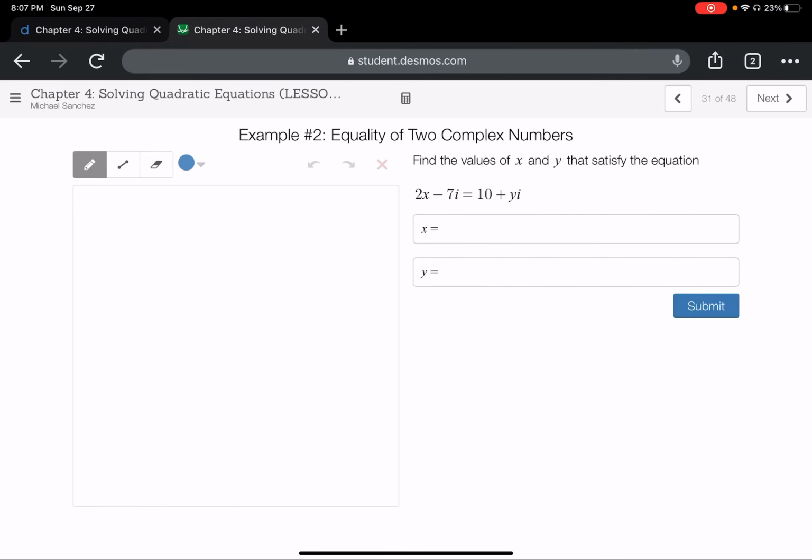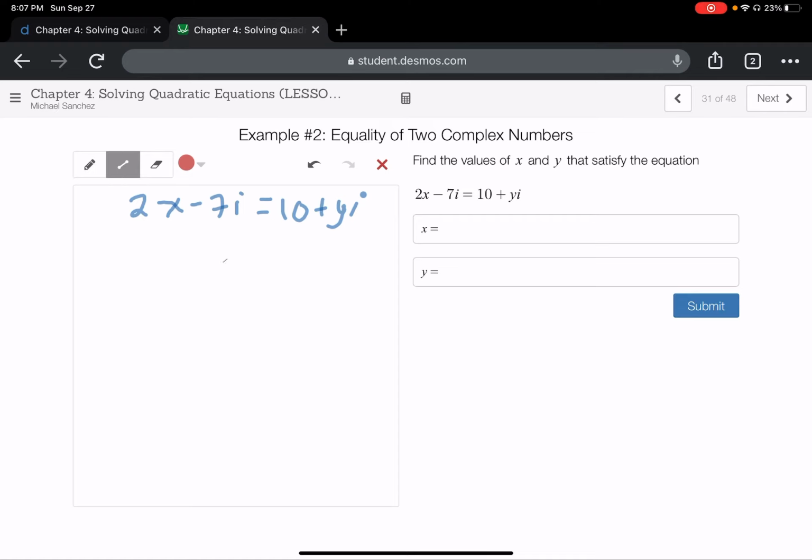All right, so what we're going to do is solve an equality of two complex numbers. So here, let's go ahead and focus on this. This is 2x minus 7i is equal to 10 plus yi. Okay, so this is an equation. We're going to find the values of x and y. To solve an equality of two complex numbers, we set up an equation based on the real parts and the imaginary parts.